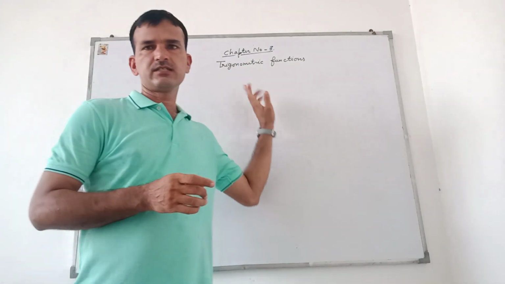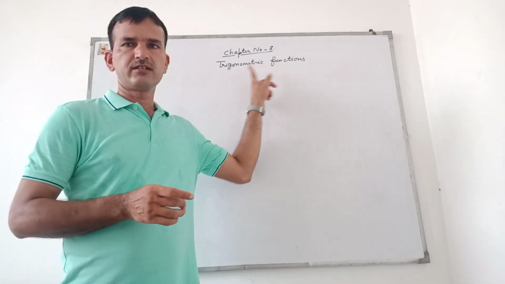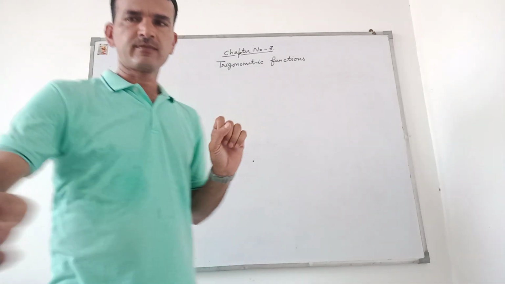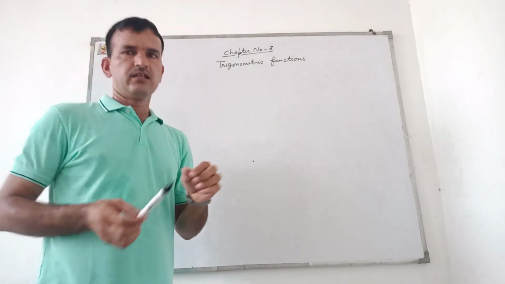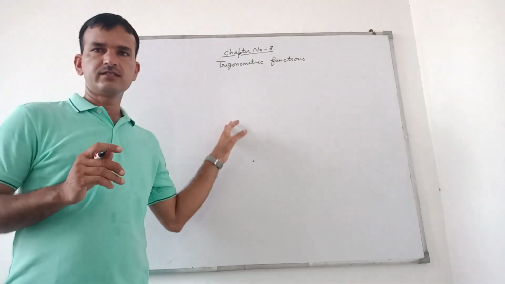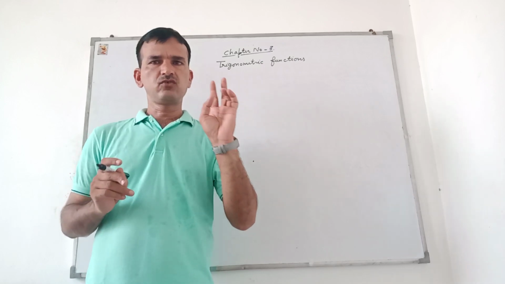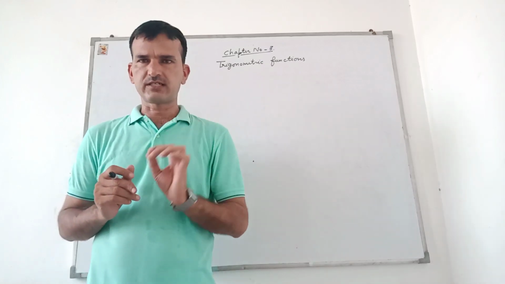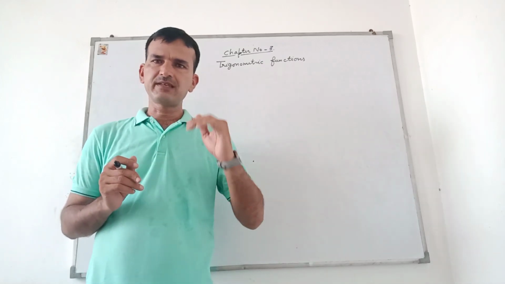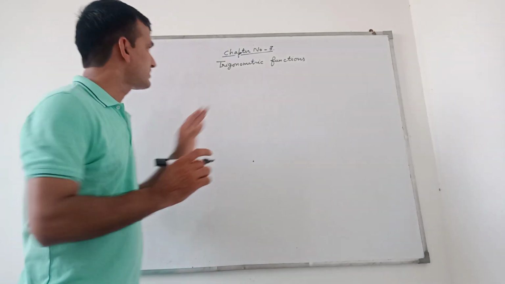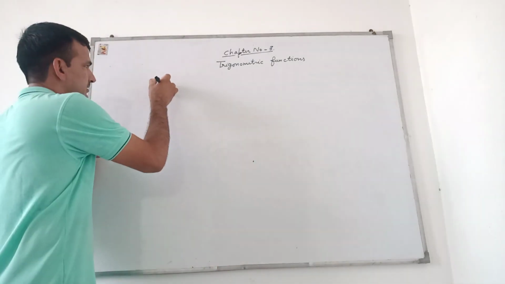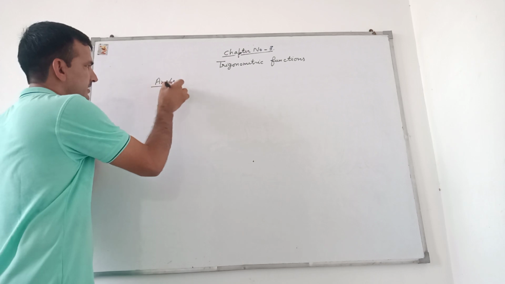Now we discuss chapter number 3, trigonometric functions. In this chapter there are some definitions. Before starting the exercise, leave 2 or 3 pages of your register for writing the basic terms. Now first is angle. What is angle?